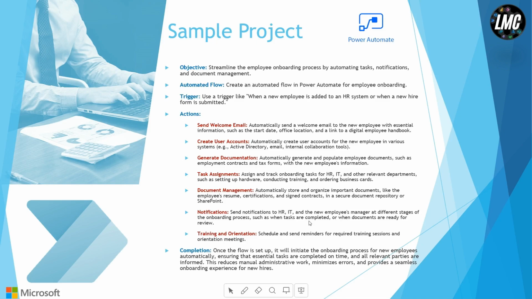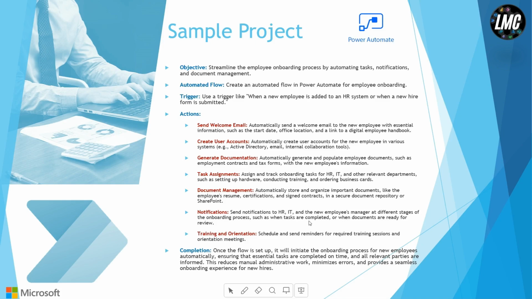Now what will be the trigger? When a new employee is added to an HR system. So we might have an HR list, or we can say a table. When an employee is added to that table, then this flow will trigger. Or when a new hire form is submitted. Let's say in OneDrive we are submitting one form. So when a new form is submitted in OneDrive, then this flow will trigger. So these are certain events on which we can trigger this flow.